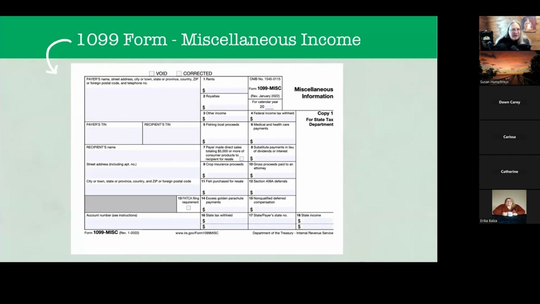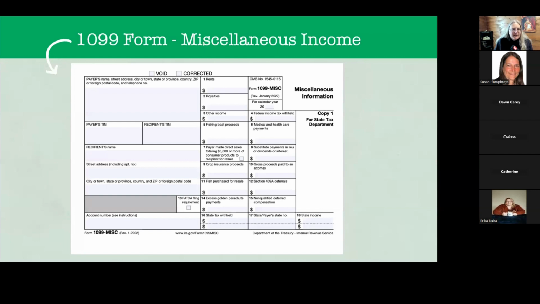And all you do if this box applies is check it. If the payer made direct sales totaling $5,000 or more of consumer products to the recipient for resale. So this is the only time that you issue a 1099 for products, and you're not reporting anything except that you did it by checking the box.